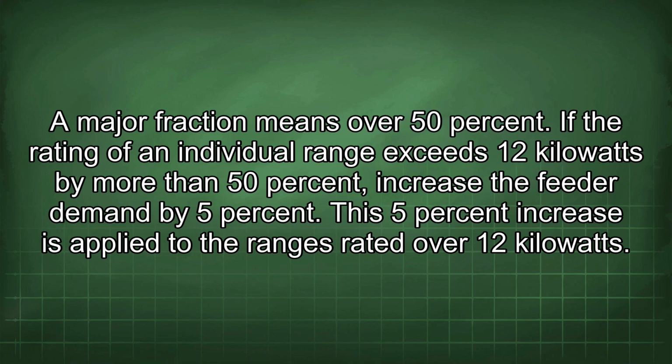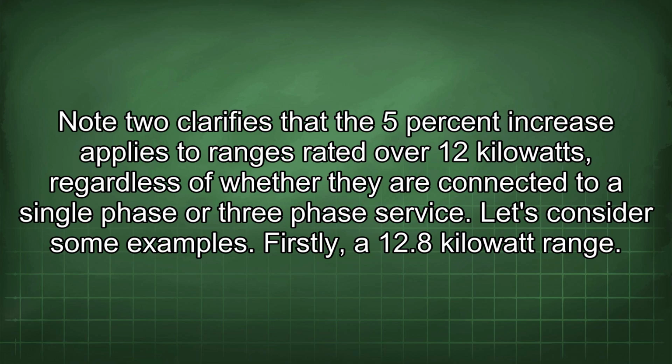If the rating of an individual range exceeds 12 kilowatts by more than 50%, increase the feeder demand by 5%. This 5% increase is applied to the ranges rated over 12 kilowatts. Note 2 clarifies that the 5% increase applies to ranges rated over 12 kilowatts, regardless of whether they are connected to a single-phase or three-phase service.